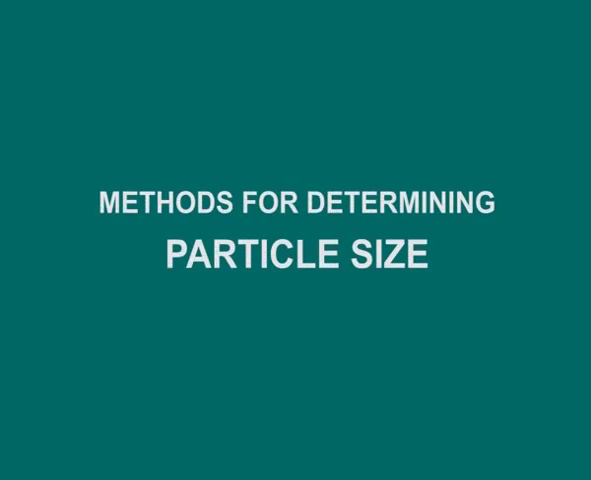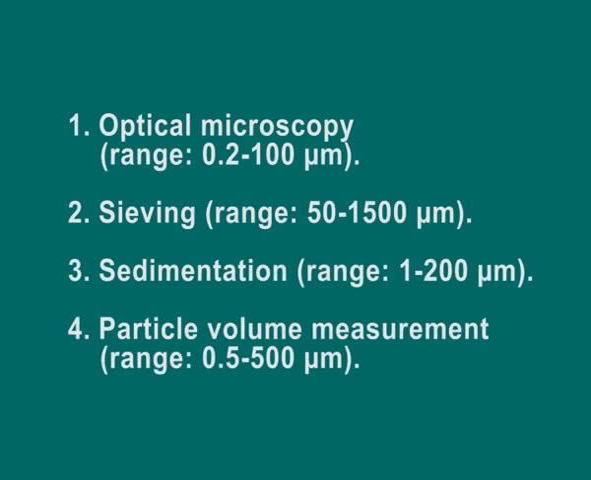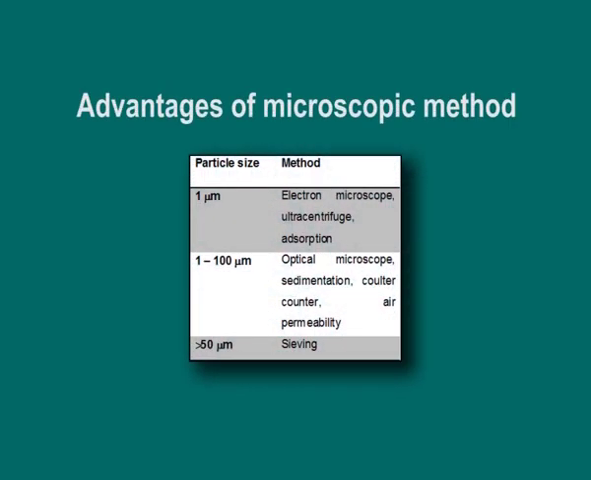Now, we will see different methods for determining particle size. Many methods are available, such as optical microscopy, sieving, sedimentation, and particle volume measurement. Optical microscopy ranges from 0.2 to 100 micrometer, sieving ranges from 50 to 1500 micrometer, sedimentation is 1 to approximately 200 micrometer, and particle volume measurement ranges from 0.5 to 500 micrometer. A guide to the range of particle size applicable to each method is on your screen.